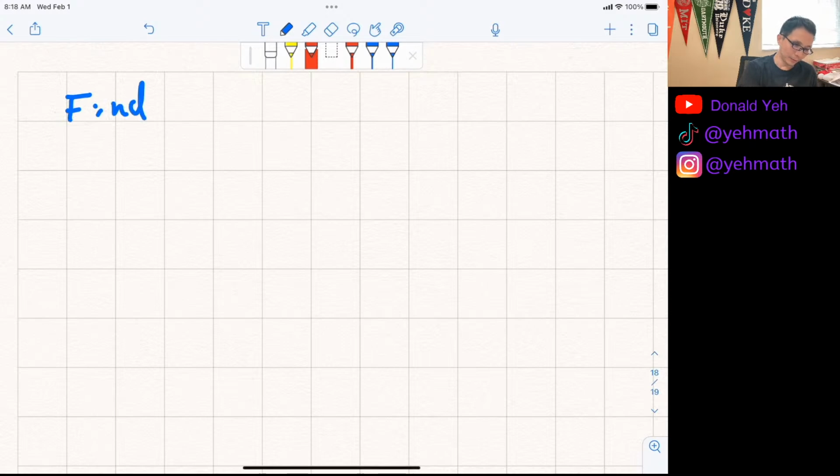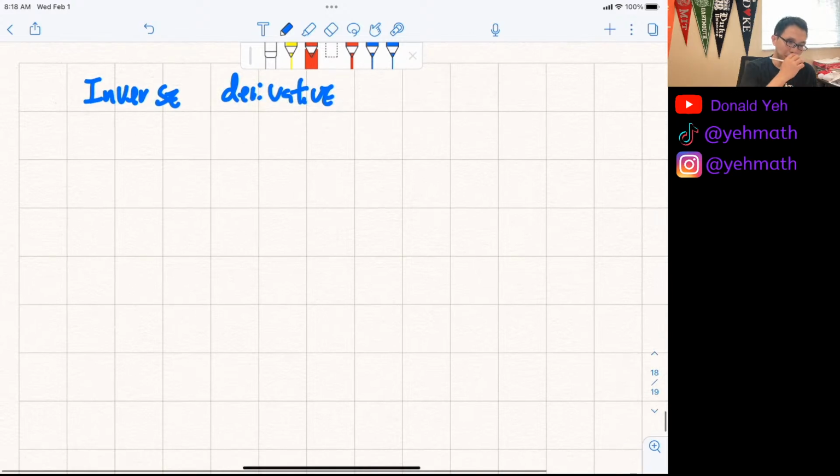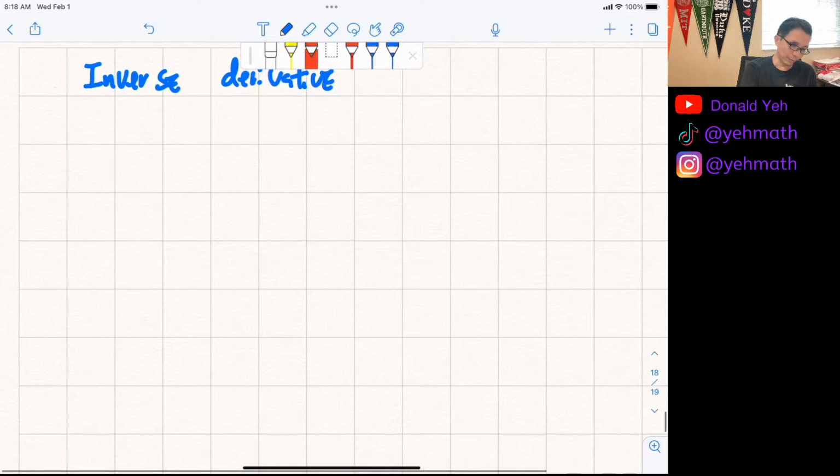So we're gonna find the inverse derivative. Basically, the title is gonna be inverse derivative. But first, I'm gonna go through all the pre-calc knowledge, which is out of algebra 2 and pre-calc. So what is inverse functions?